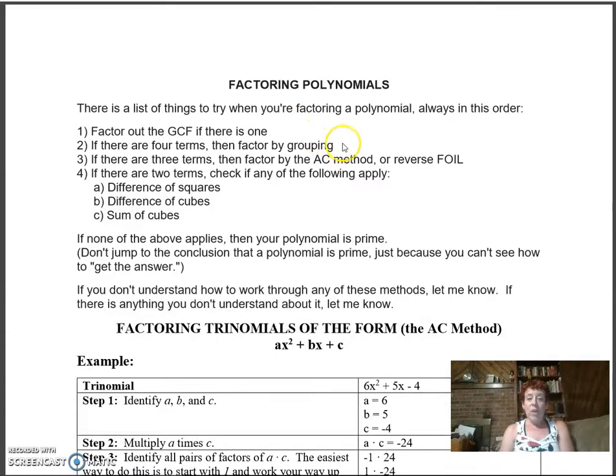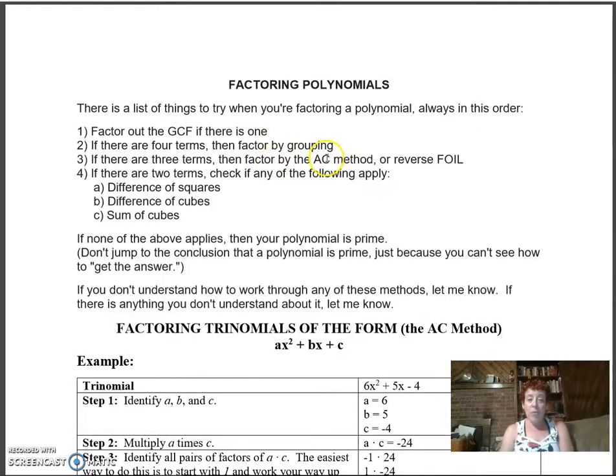Then, if there are 4 terms in your polynomial, you'll just want to see if you can factor by grouping. And I'm not going to go through that method right now directly, but that's something that you will see in your textbook, and you can check other resources for that as well, whether it's from your textbook or Khan Academy or mathtv.com. You can see how to factor by grouping.